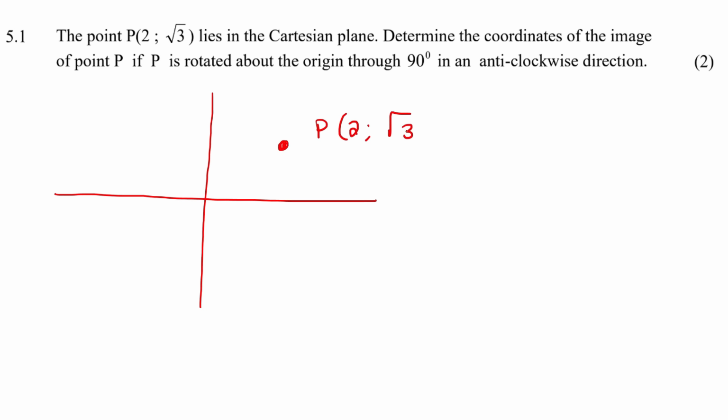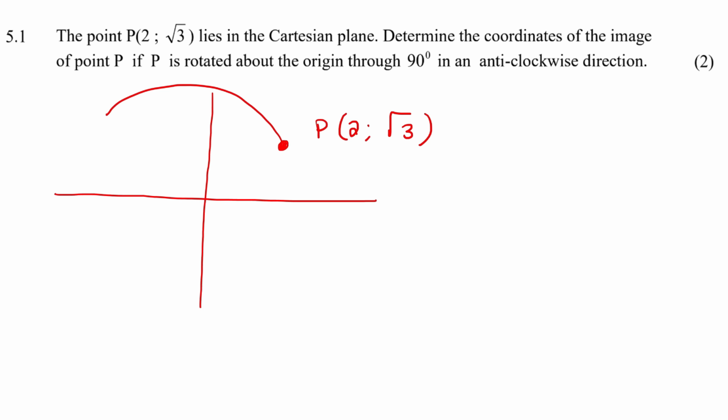2 square root 3 lies in the Cartesian plane. Determine the coordinates of the image if it is rotated about the origin through 90 degrees anti-clockwise. So you need to just know that anti-clockwise means this way, okay? So we're going to rotate it 90 degrees. So 90 degrees would put us somewhere there, okay?